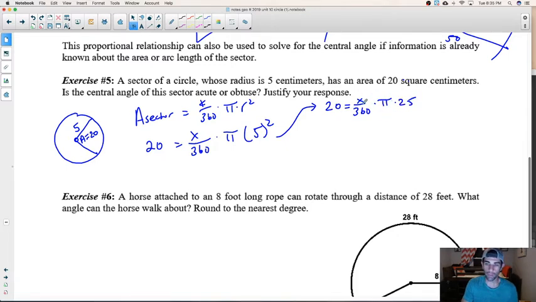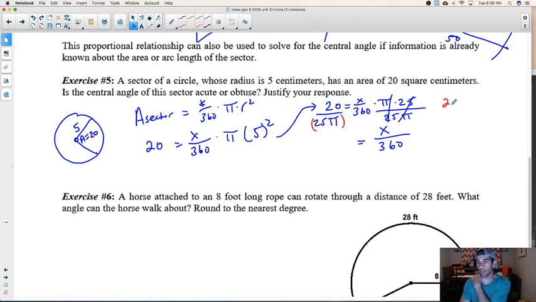So the whole game here is to try to get this x by itself. So since I have multiplication here, I'll divide out the 25 pi like this. Okay? So you're going to have x over 360 equals 20 divided by 25 pi. Now, this gets a little bit ugly, so you'll just kind of try to put it one step at a time in your calculator. Key thing here is when you are putting this into your calculator, this denominator has to be in parentheses. So you're going to be doing 20 divided by parentheses 25 times pi. Then you hit equals, you'll get a big old ugly decimal.